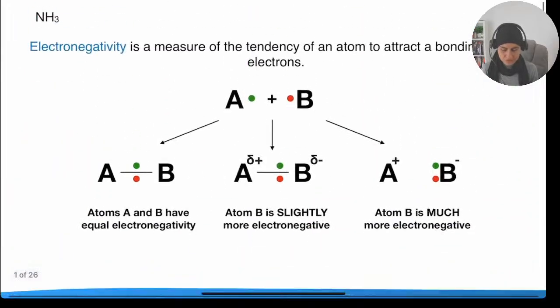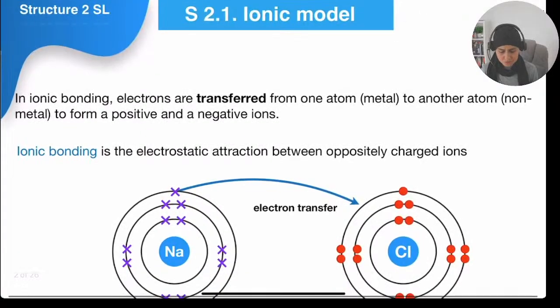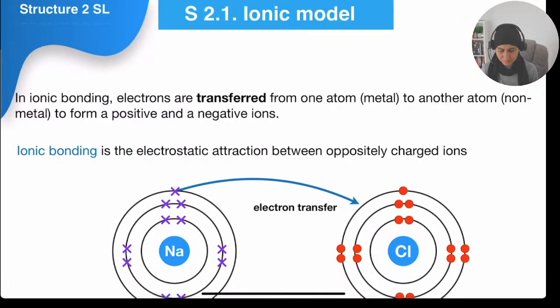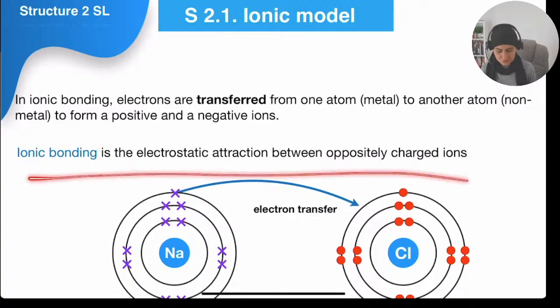Again, this is not officially part of the structure, so we're just starting structure now. So structure 2.1, ionic bonding. In ionic bonding, as we just said, electrons are transferred from one atom to another. So we would transfer electrons from a metal to a non-metal to form positive and negative ions. And this is the definition of ionic bonding.